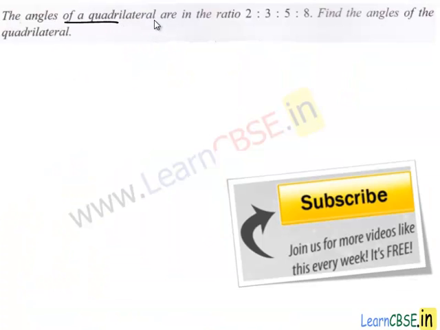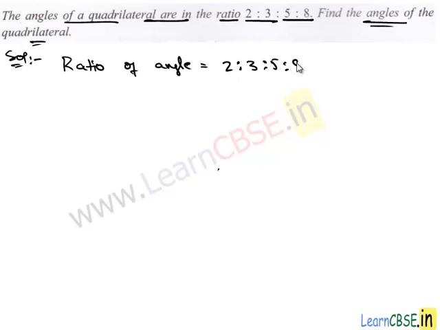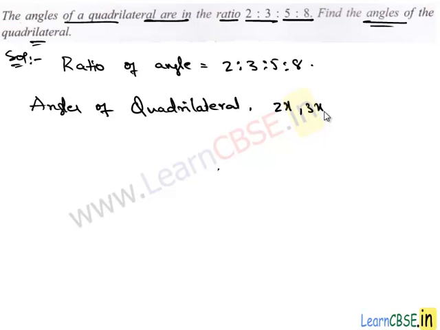Let's move to the next question. Here we are given the angles of a quadrilateral are in the ratio 2:3:5:8, and we have to find the angles of the quadrilateral. So let's work out the problem. If we take the ratio, that is the ratio of angles of quadrilateral is 2:3:5:8, and here let x be the common factor, then we have angles of quadrilateral, and they are 2x, 3x, 5x and 8x.